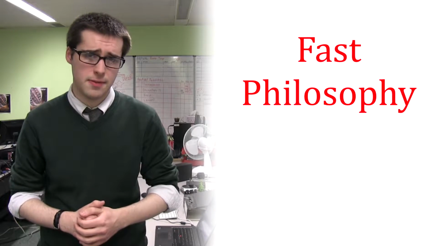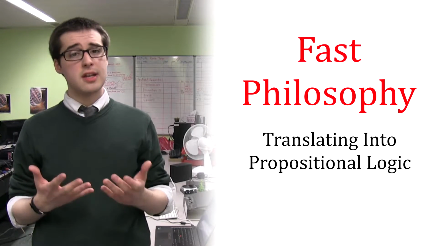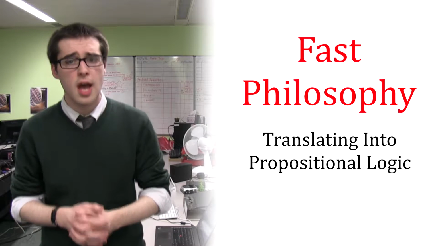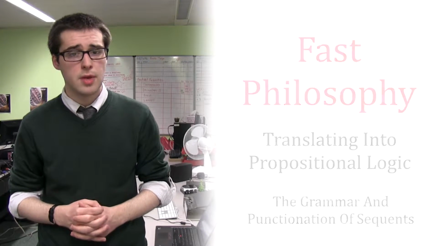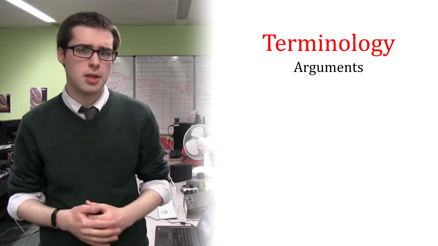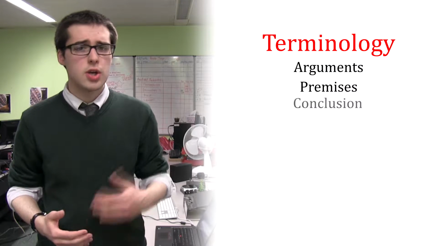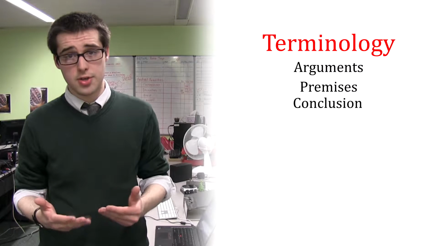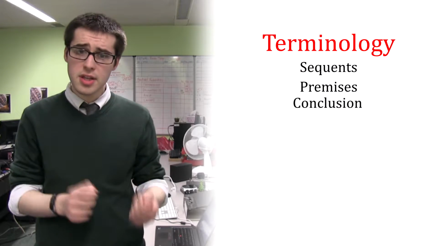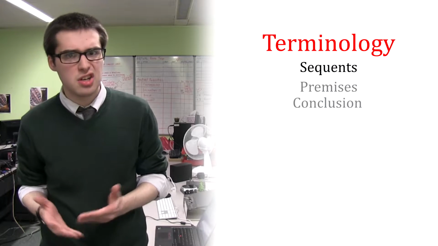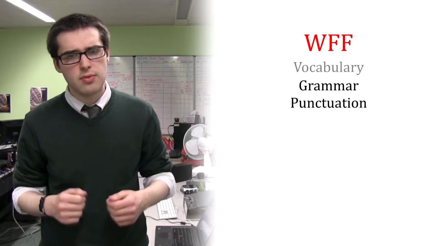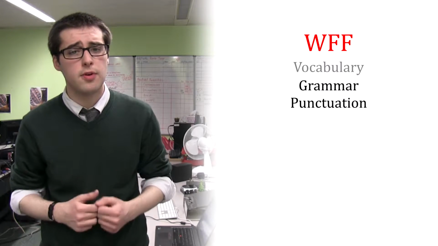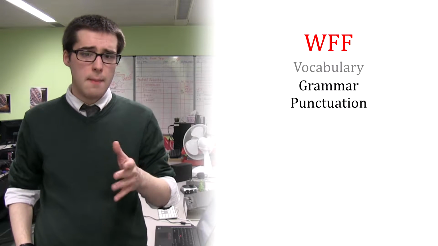Welcome to Fast Philosophy. This video is part of our Translating Into Propositional Logic series and explains the grammar and punctuation of sequents. In natural language we talk about arguments, which are made up of premises and a conclusion. But in formal logic, instead of arguments, we talk about sequents, and instead of premises and a conclusion, we talk about formulas.